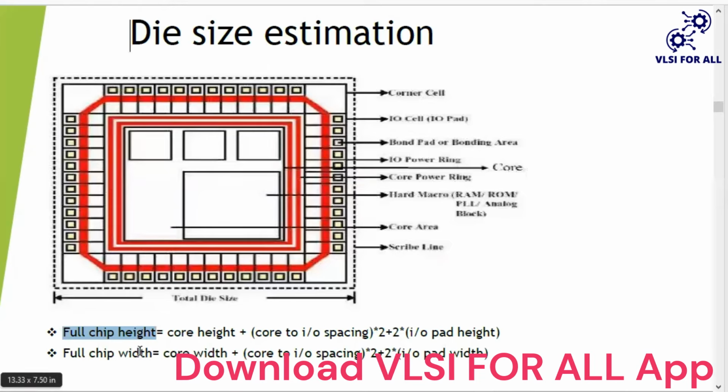Full chip width is also the same: core width plus core to input and output spacing into 2, we can define as the sum of these formulas. It is easy to find the full chip size. Whatever the estimation of your design core area, we can proceed the same way. Now proceed to calculate the estimation of the die and core area at the partition level.